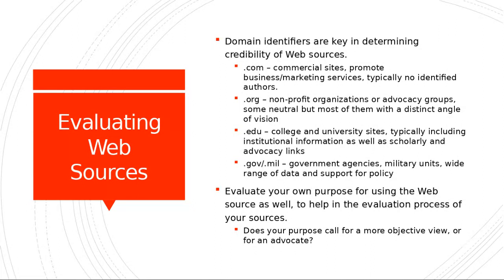Okay? You have .orgs, which are nonprofit organizations or advocacy groups. Some of them are neutral. Most of them have a distinct angle of vision. They are usually reliable, especially if you're researching the group that it belongs to. .edus are college and university sites. They typically include institutional information, as well as scholarly and advocacy links. Again, those are usually reliable. Then you have .gov and .mil, which are government agencies and military units, and they offer a wide range of data and support for policy. Once again, these are usually reliable.